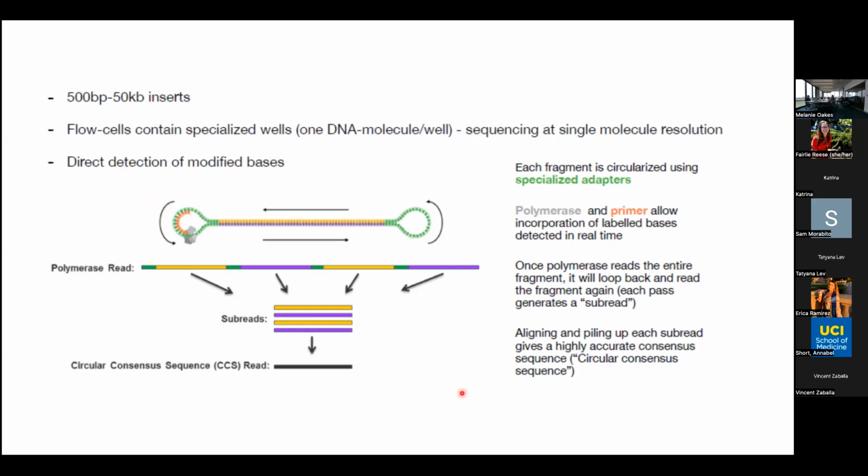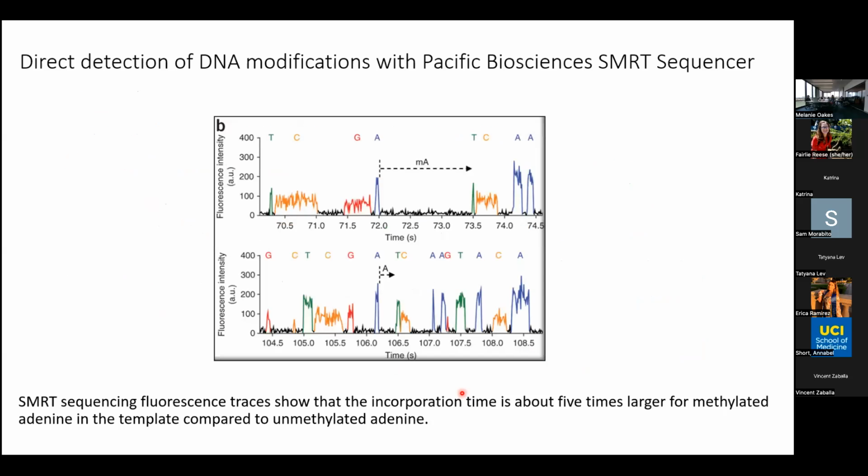And you can also detect modified bases because you've done no PCR. All the modified bases are still present. The nice thing about the modified bases is that if it's methylated A, for instance, that is a different length of time that it sits in the active site than the unmethylated A. And so that's pretty cool.